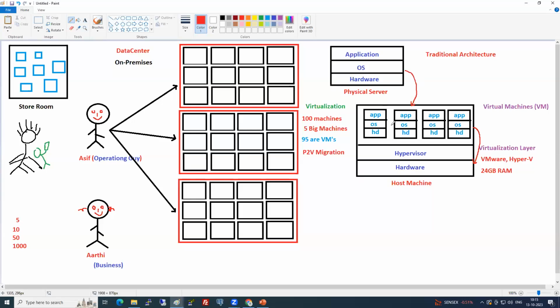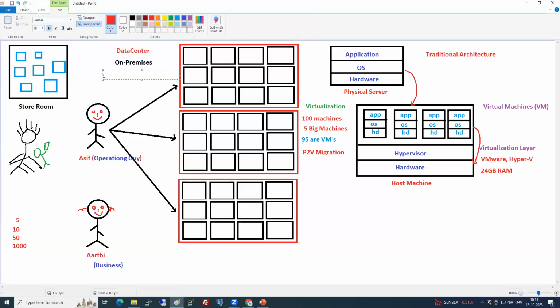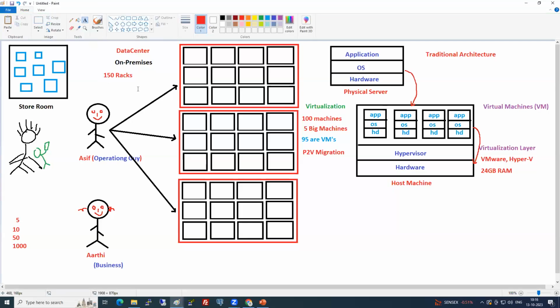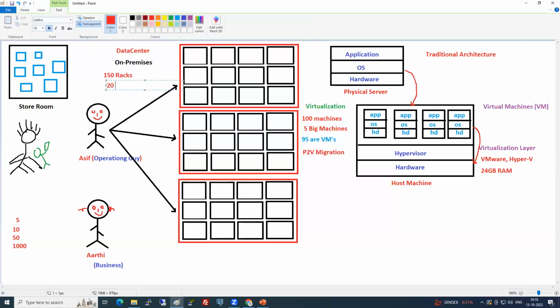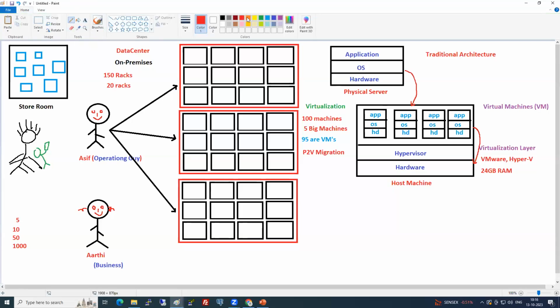Yes or no? So now Asif saw this technology and went and migrated all physical to virtual. Assume that he has 3 data centers, and in those 3 data centers he has 150 racks. Now he has migrated everything to virtual. How many racks does he have now? 20 racks. Do you need to have three data centers now? No. So he's back to the one data center concept.